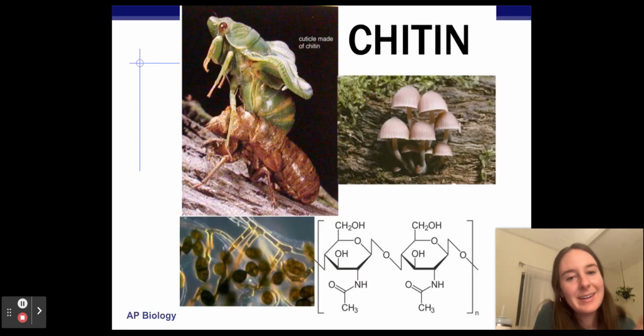Next, chitin. Chitin is found in the exoskeletons of some animals and also in the cells of fungus. Fungus is not a plant. It's made up of eukaryotic cells that are more like our cells than plant cells, but they're made up of chitin. So that gives the cells their structure.